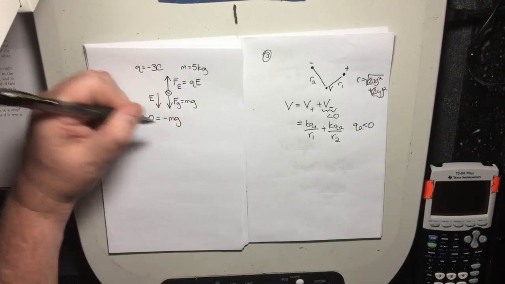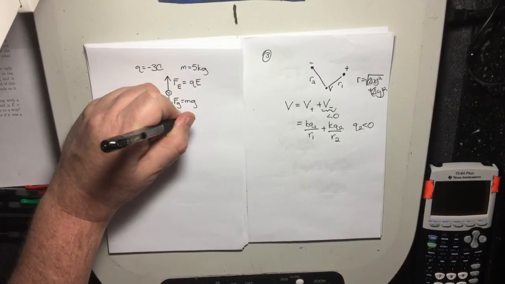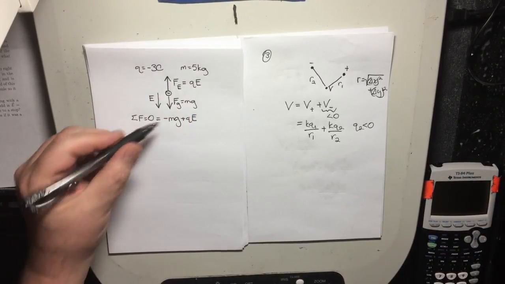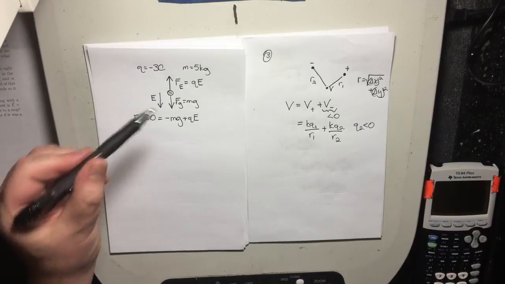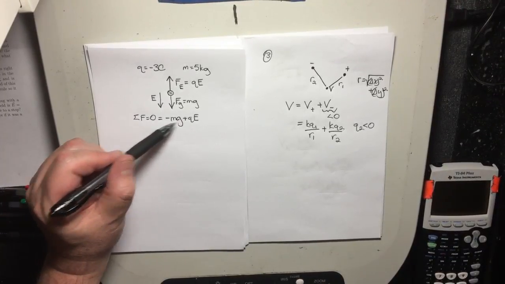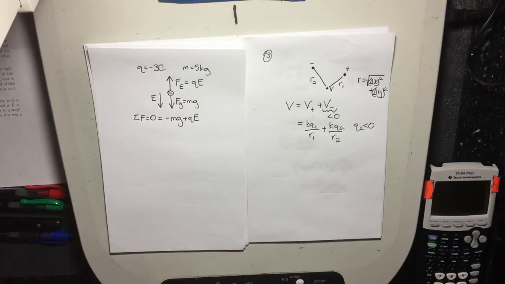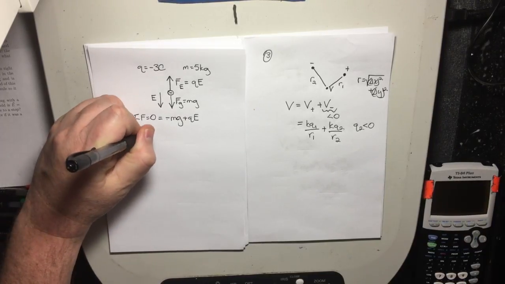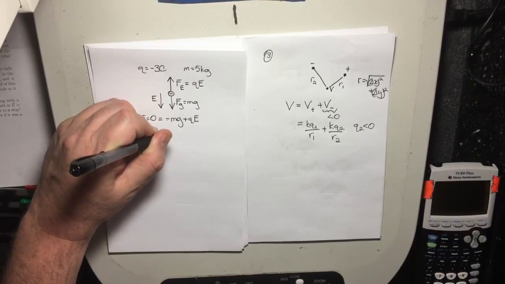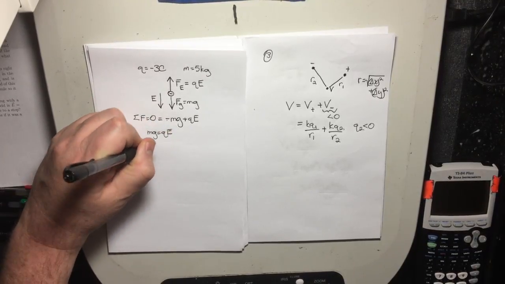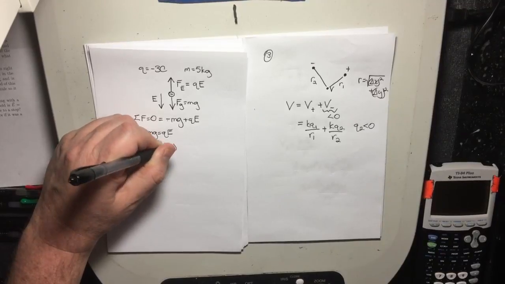mg is down. QE is up. In this particular case, G and Q will both be magnitudes. These signs determine if it's up or down. In this particular case, I don't let the negative signs hang out in the equations. They're shifty. They can't be trusted. So I like to keep them out where I can watch them. So mg is equal to QE, and E is mg over Q.